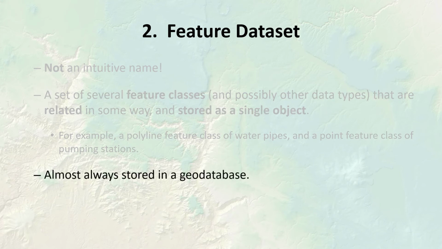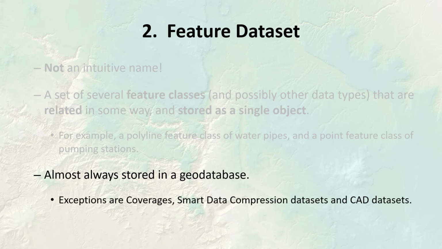Feature data sets are almost always stored in a geodatabase. There's a few exceptions. Things called coverages, SDC, Smart Data Compression data sets, and CAD data sets, they're not stored in geodatabases. But typically, feature data sets are in a geodatabase. A shapefile cannot fit into a feature data set because a shapefile is not stored in a geodatabase.